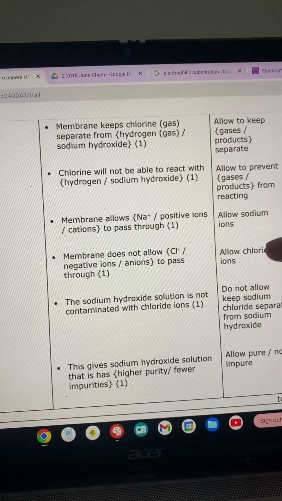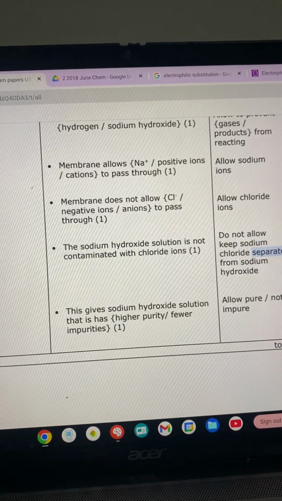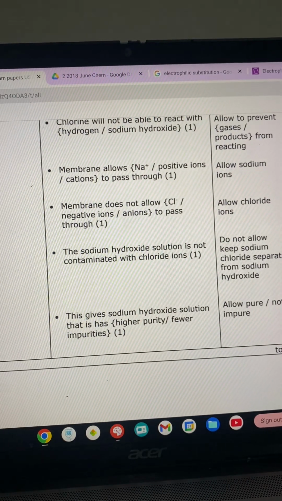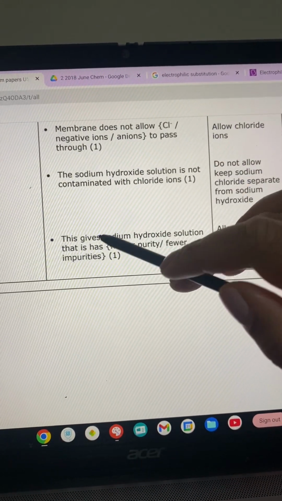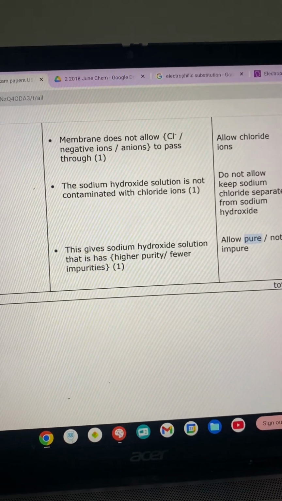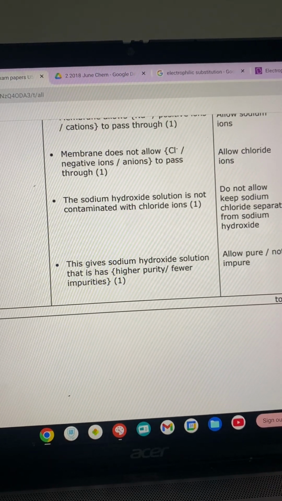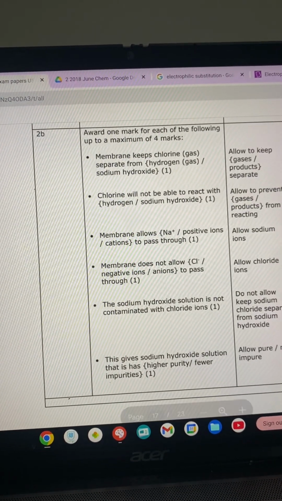the membrane. Okay, also you can say that the sodium hydroxide solution is not contaminated with the chloride ions, which we mentioned before as well, and that this gives sodium hydroxide solution that is of higher purity or has fewer impurities. Okay, so those are the points that you can mention for that question.